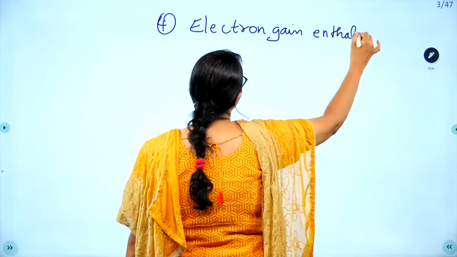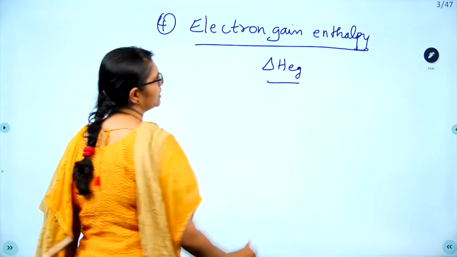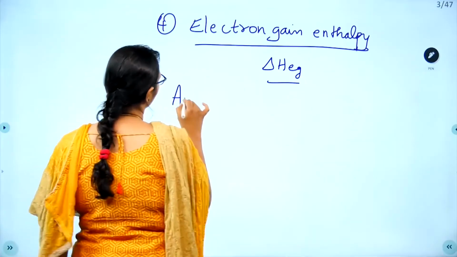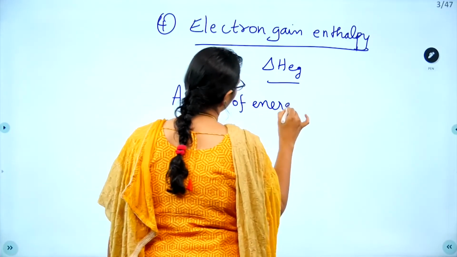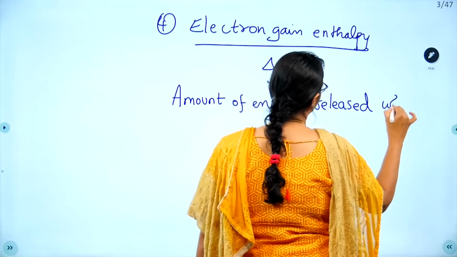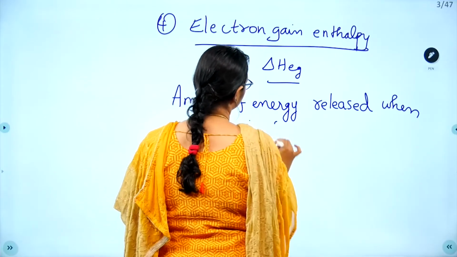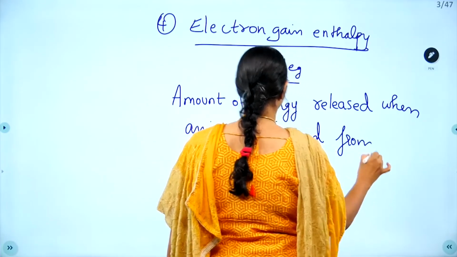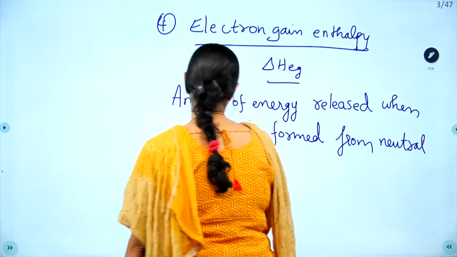Electron gain enthalpy, another name is electron affinity. So what do you mean by electron gain enthalpy? The amount of energy released when an anion is formed from a neutral gaseous atom.